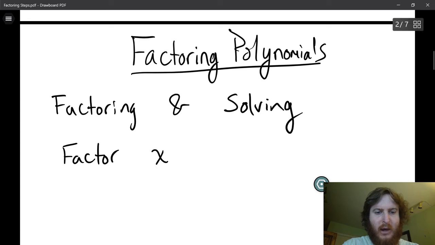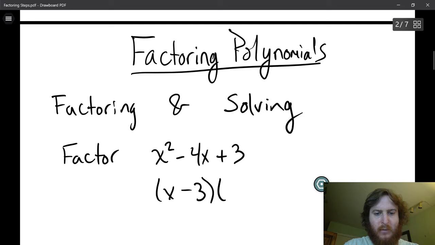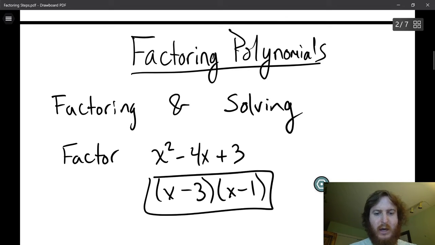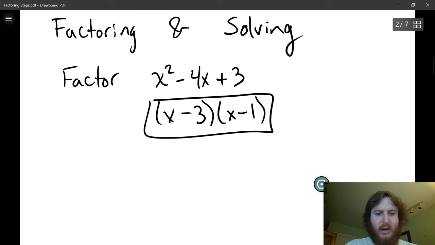They might have "factor x squared minus 4x plus 3." And so your answer should look like this: x minus 3 and x minus 1. That's the answer. There's no "x equals" in it because it's just factoring. This is the factored form. If instead it asks you to solve, then you're most likely going to see an equal sign. Or they might say find the roots, find the solutions, things like that.